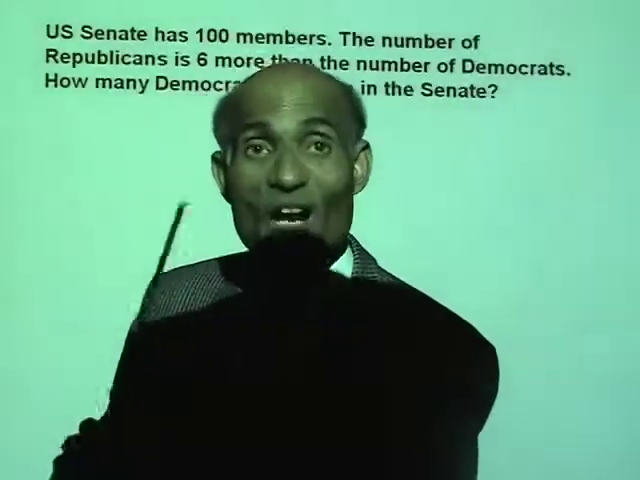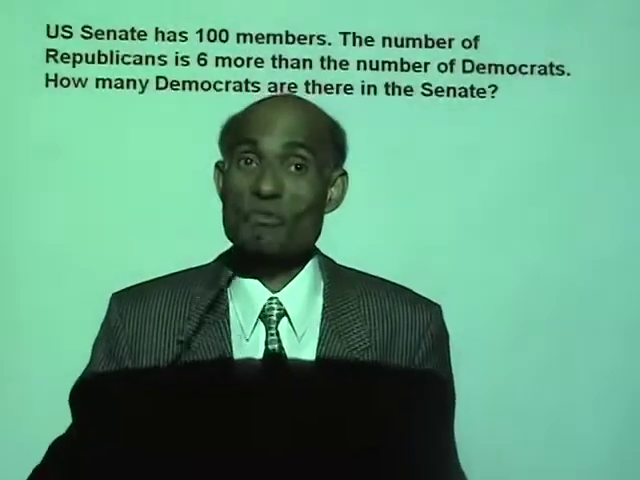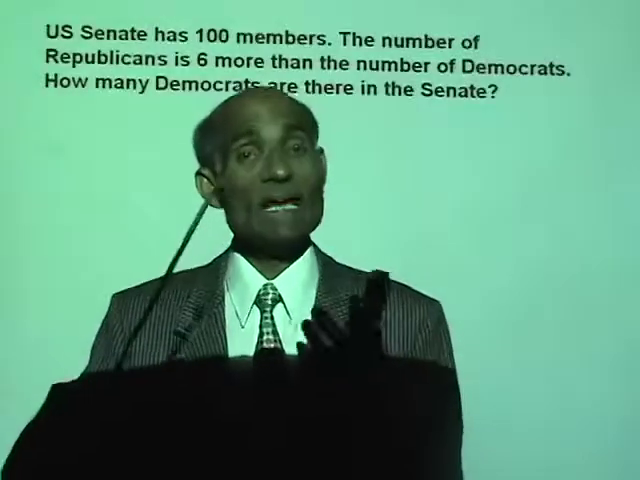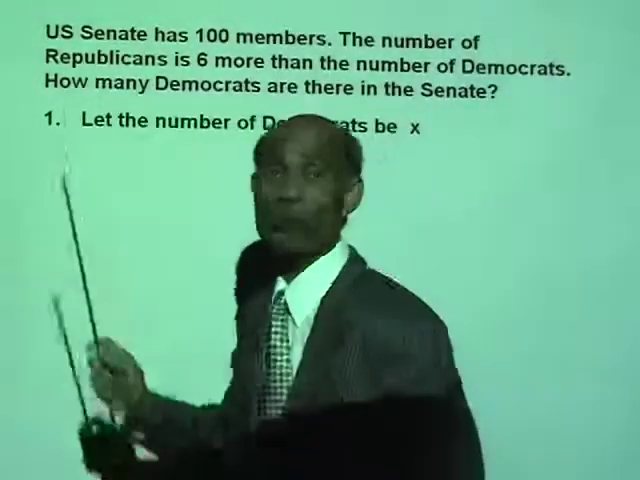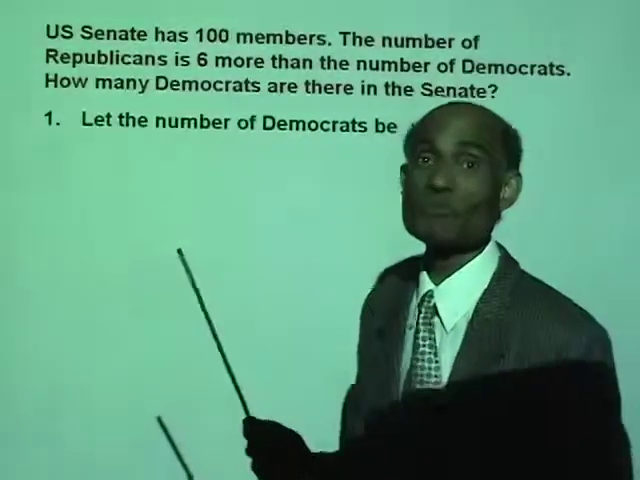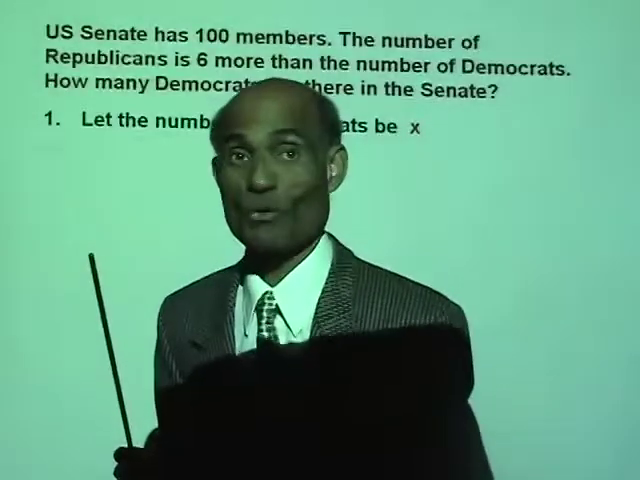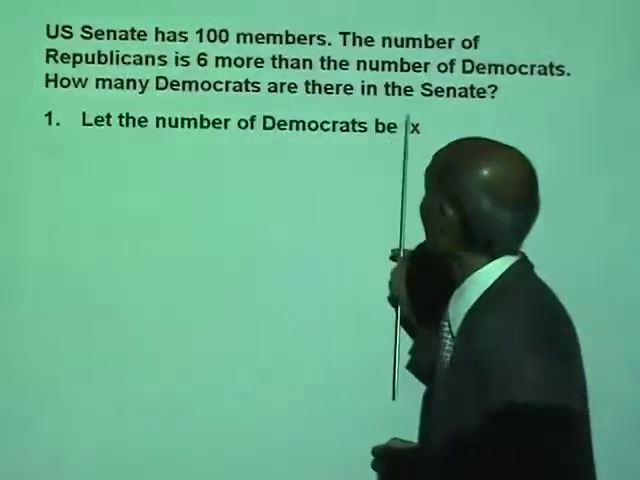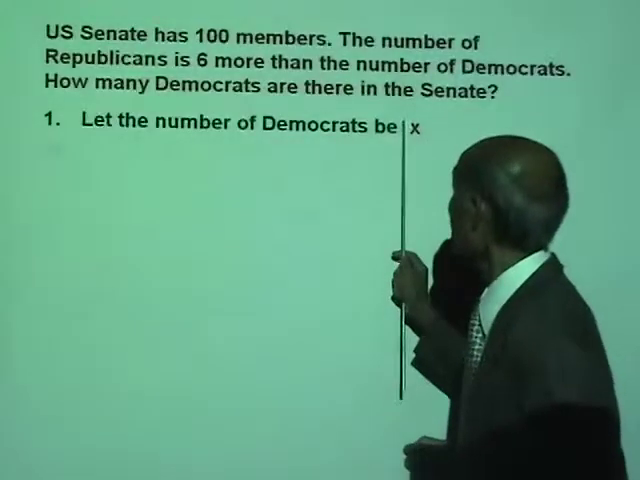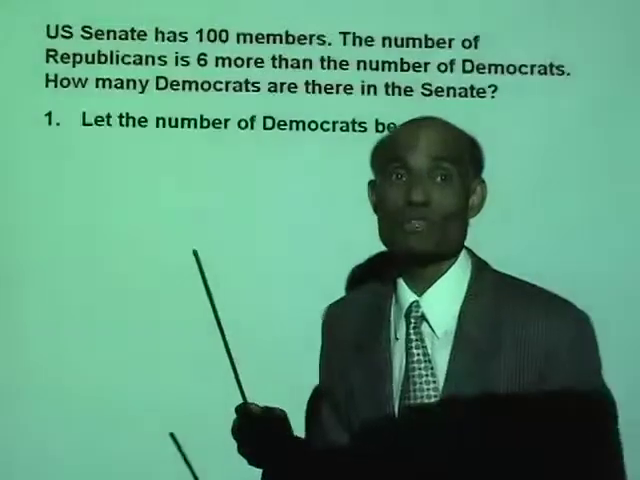So how do we start this problem? I told you, when you have to find a quantity, let's call that quantity x. So, in step 1, let the number of Democrats be x. All right, in the next step, read the problem and see how this x is related to other given quantities.